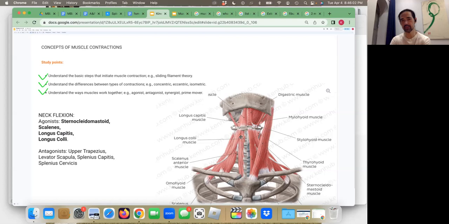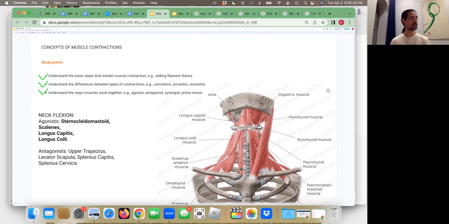Those are the longus colli and the longus capitis. Where's the longus capitis? Oh, here it is. Right here is the longus capitis. And this is the longus colli. We haven't talked about them yet, so I'll just introduce them to you now. If you lower the chin, if you flex the cervical spine, the longus capitis and the longus colli are contracting bilaterally.